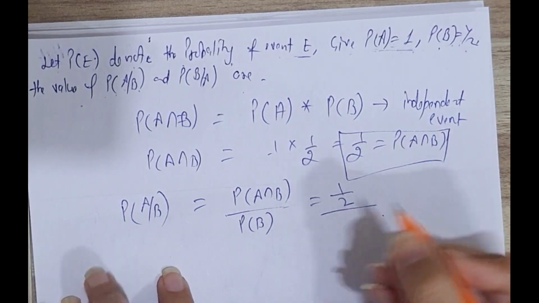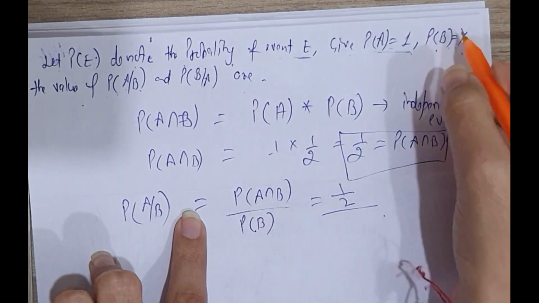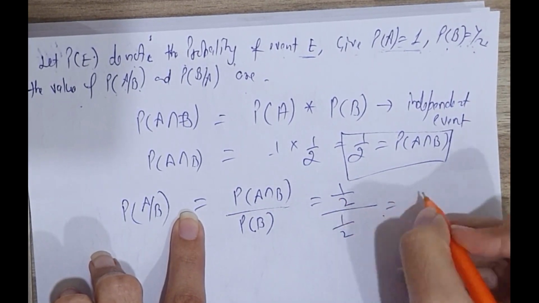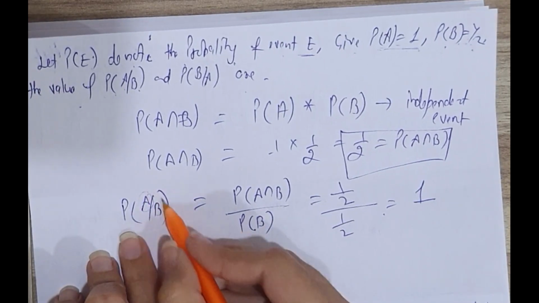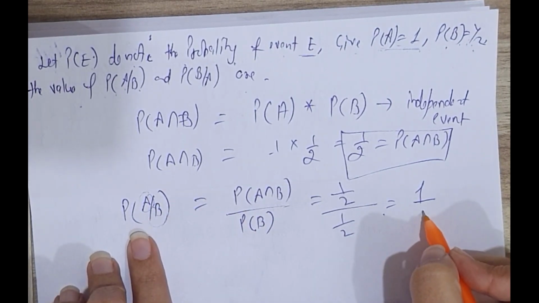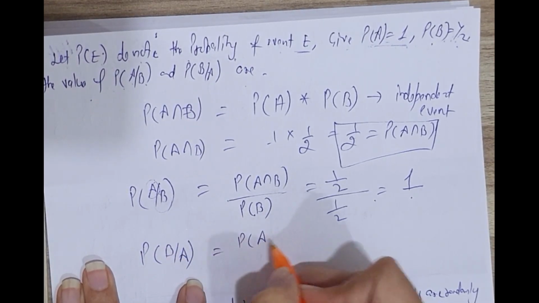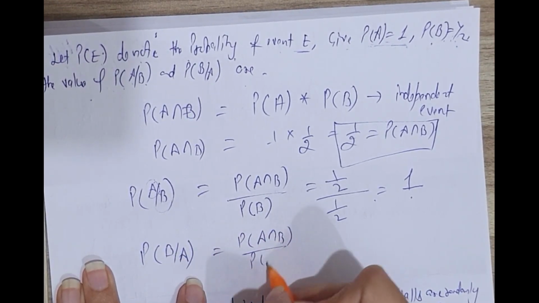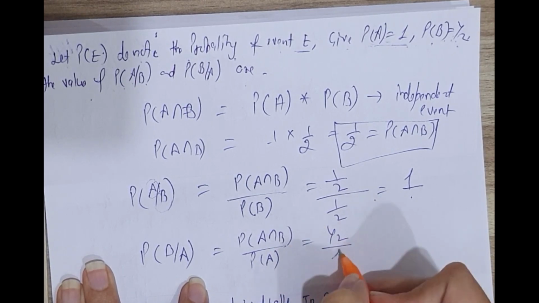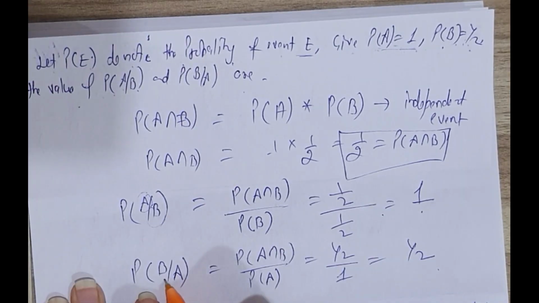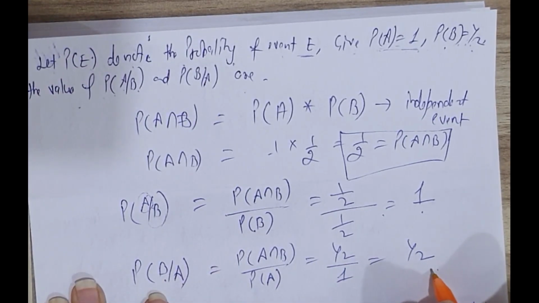That is 1 by 2 upon probability of B, which is 1 by 2. Now probability of A given B comes out to be 1. Similarly, now probability of B given A comes out to be half.